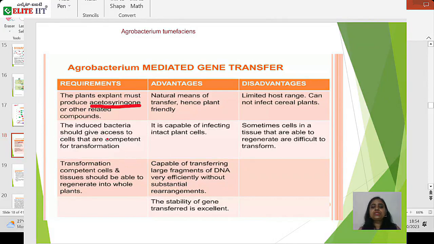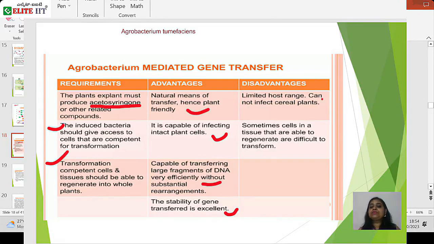Induced bacteria should give access to cells that are competent for transformation. Then transformation competent cells and tissues should be able to generate into whole plants. Okay. Now what are the advantages? Natural means of transfer, hence plant friendly. It is capable of infecting intact plant cells, capable of transferring large fragments of DNA, and stability of gene transfer is excellent. A very popular system it is.